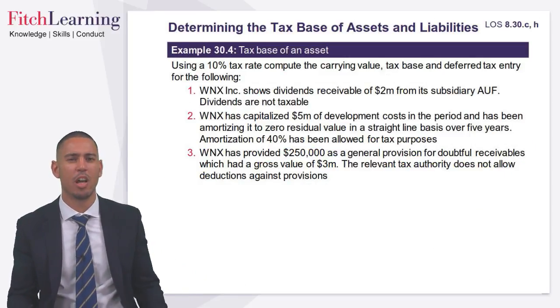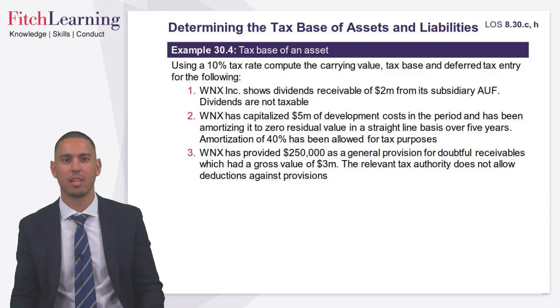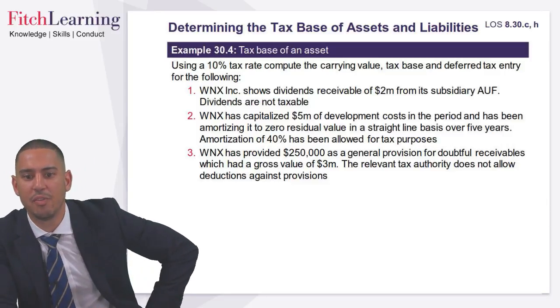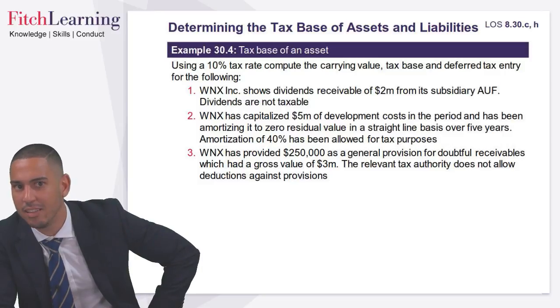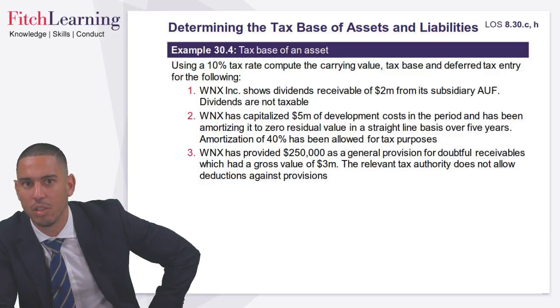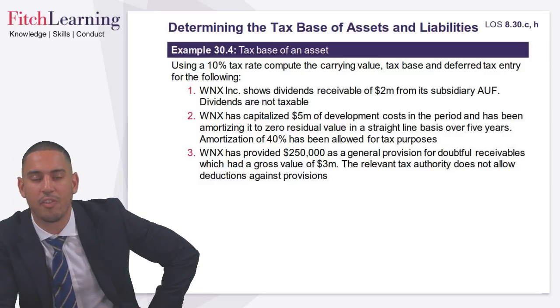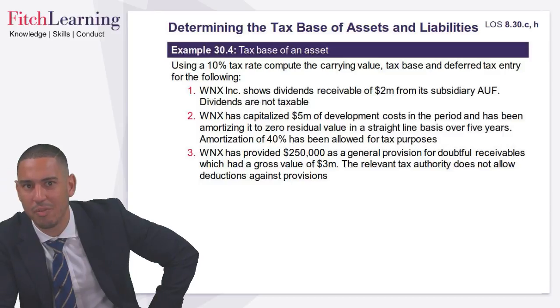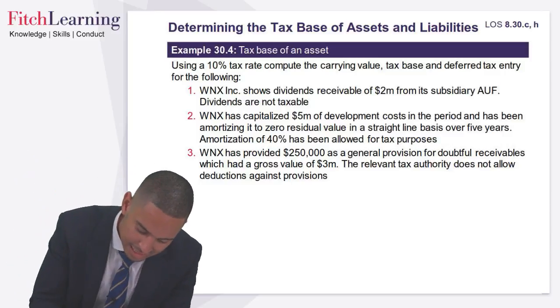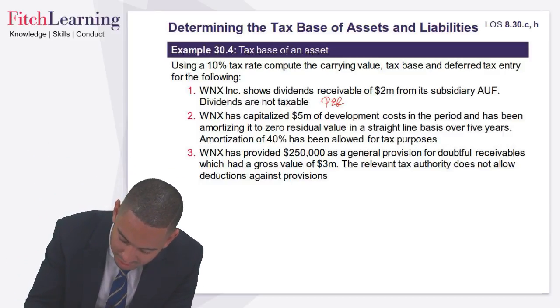So let's do some more. We've got some assets. Number 1, I have dividends receivable of 2 million from my subsidiary, and dividends are not taxable. What's the movement or the deferred tax impact? Hopefully you're going, absolutely nothing whatsoever. This here is a permanent difference.